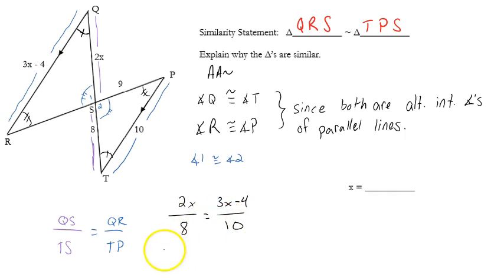Cross multiply and solve. So this would give me 8 times 3x minus 4. Don't forget to distribute. And 2x times 10. When I go through the algebra and solve here, and I'm not going to do that on the video, that's going to be up to you to remember how to do, but distribute my 8 and then move from there, we should get x equals 8.